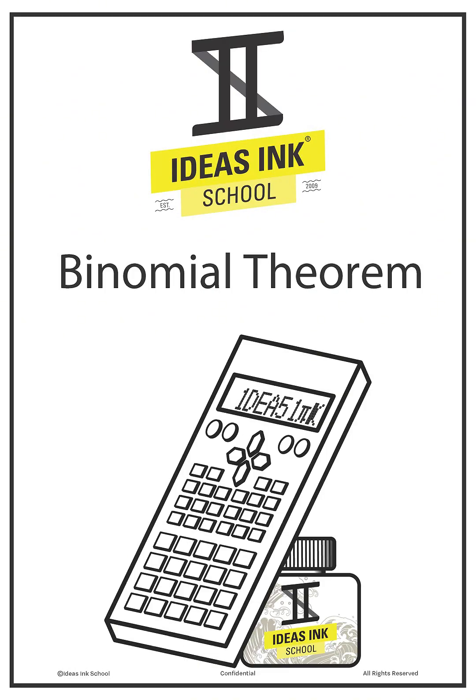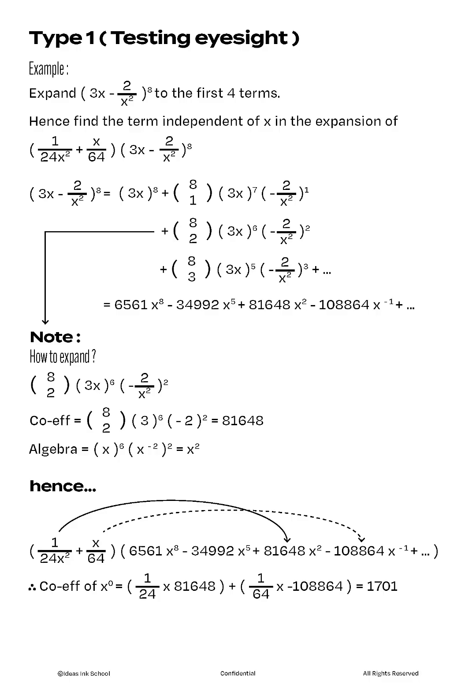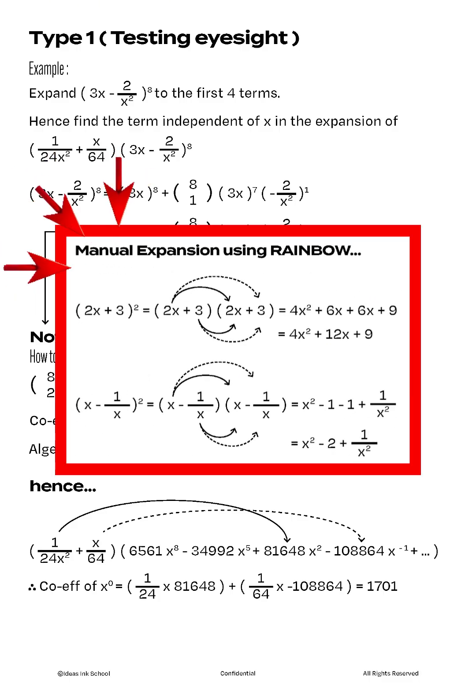Hi guys, so today we are going to be talking about binomial expansion, okay? So why do we need to learn binomial expansion? That is because in lower sec, if you have an algebra expansion with a square term, it's going to be quite troublesome, like you have to rainbow it out, okay?